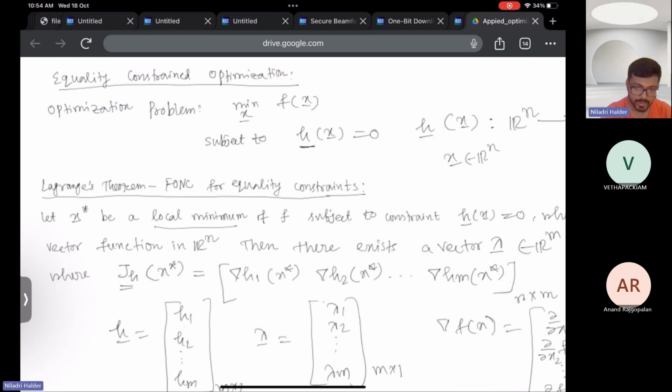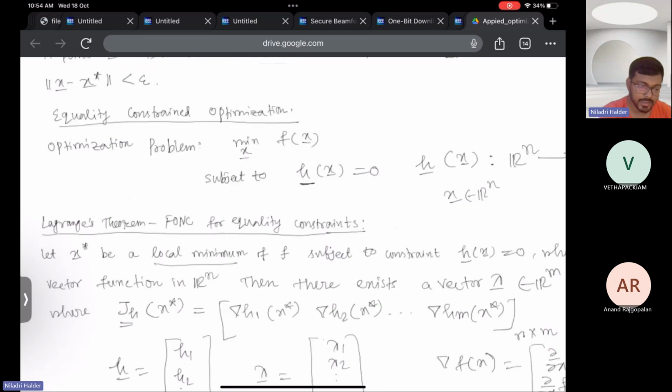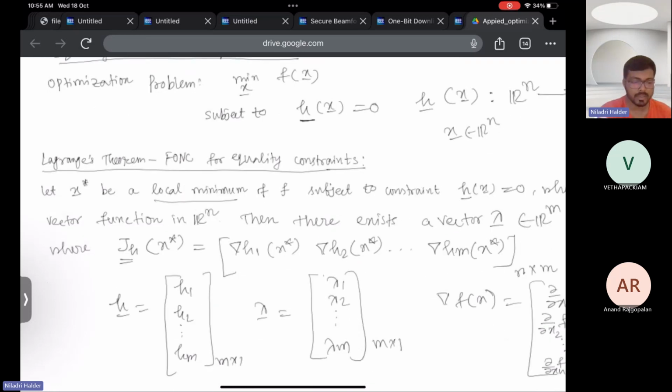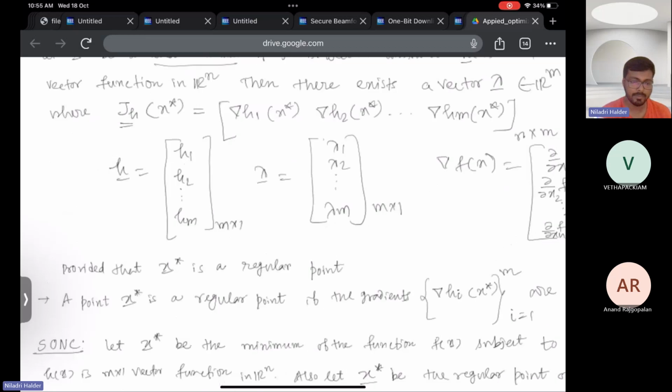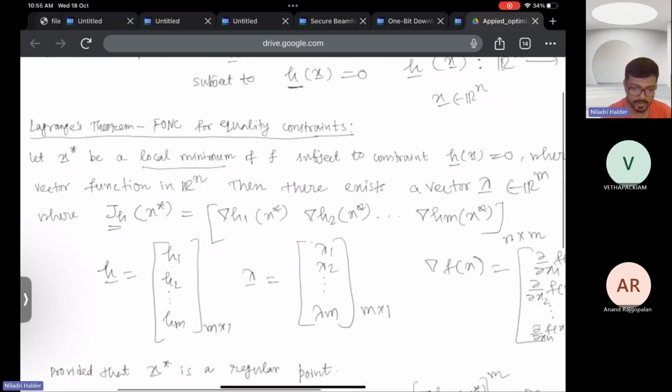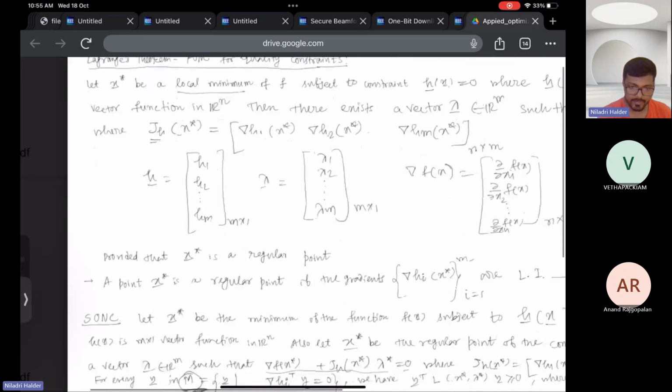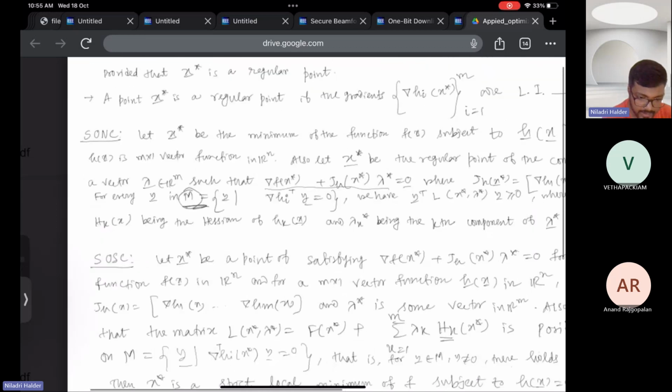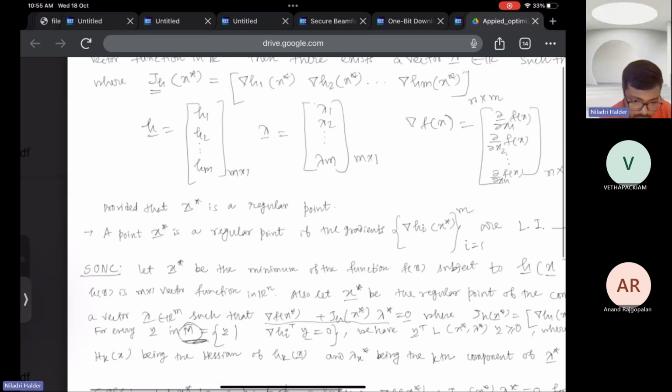These are the equality constraint, and for the equality constraint case, how to take the FONC? These are written here. It's a lengthy process, and SONC and SOSCs.